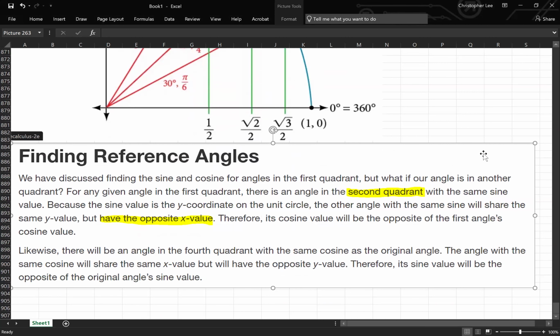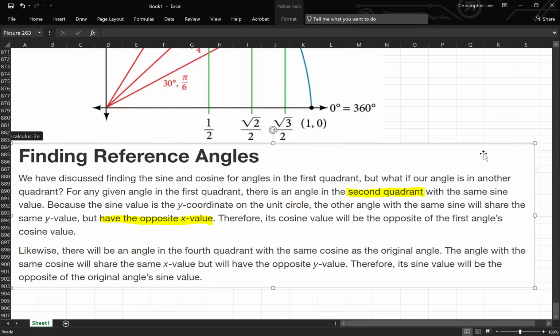So, finding reference angles. We have discussed finding the sine and cosine for angles in the first quadrant, but what if our angle is in another quadrant? For any given angle in the first quadrant, there is an angle in the second quadrant with the same sine value. Because the sine value is the y coordinate on the unit circle, the other angle with the same sine will share the same y value but have the opposite x value.